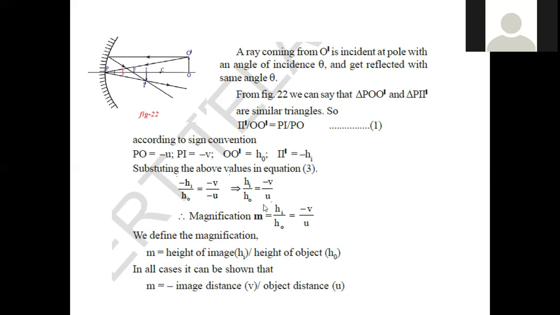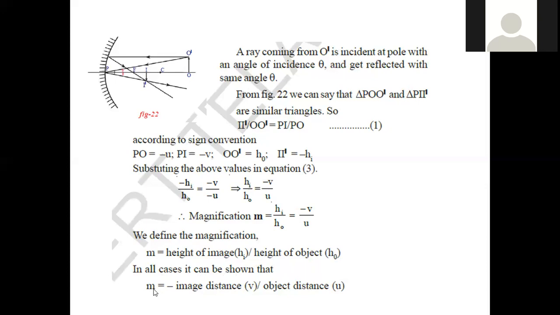So we are going to change the signs of all these. So hi by ho is equal to minus v by u. This ratio, hi by ho, is called magnification, denoted with m. Magnification m is equal to hi by ho, so that is equal to minus v by u. We define the magnification as the ratio of height of image by height of object.